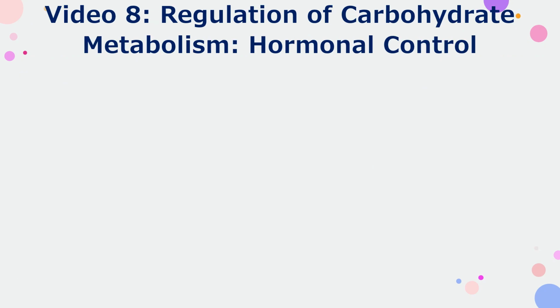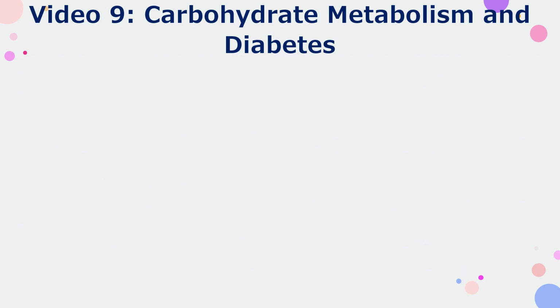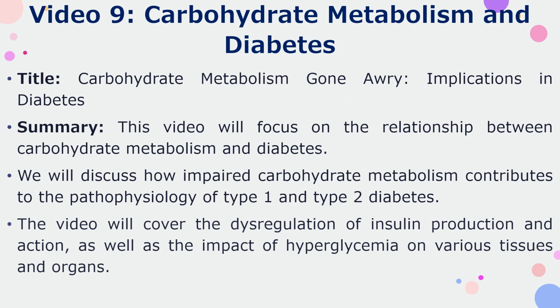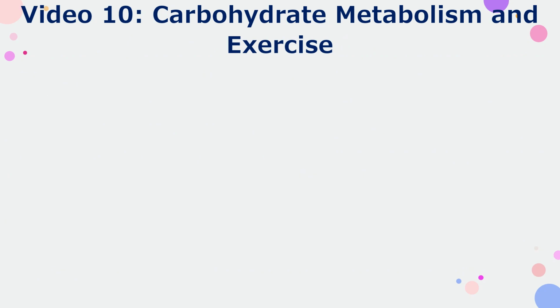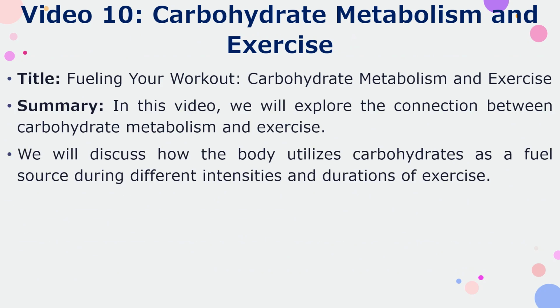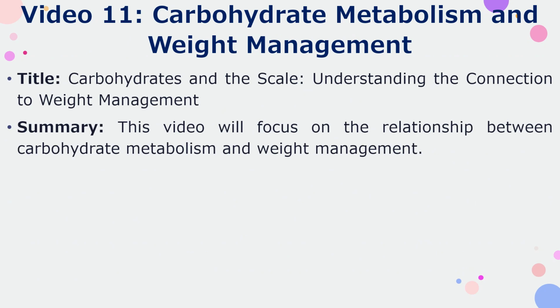Then we will talk about the hormonal regulation of carbohydrate metabolism, mainly through insulin and glucagon, how hormones regulate and maintain it. A number of other hormones are also there, but these are the two important hormones. Then we will talk about diabetes, one of the important diseases related to carbohydrate metabolism. And then we will see how carbohydrate metabolism is associated with exercise. Then we have another video on weight management through carbohydrate metabolic processes.